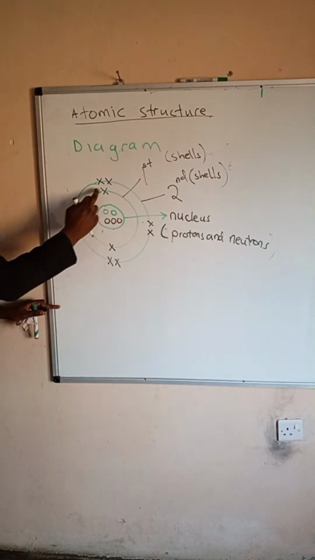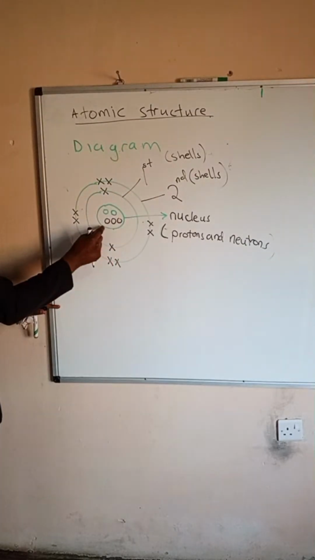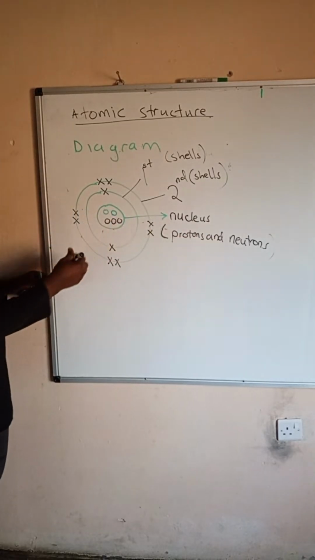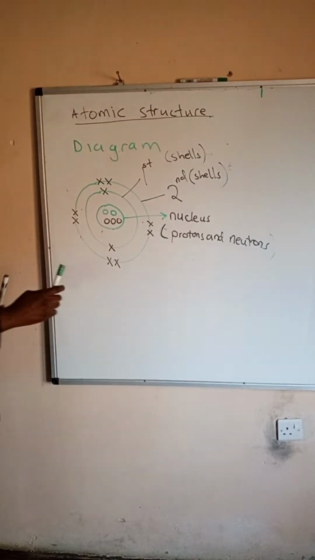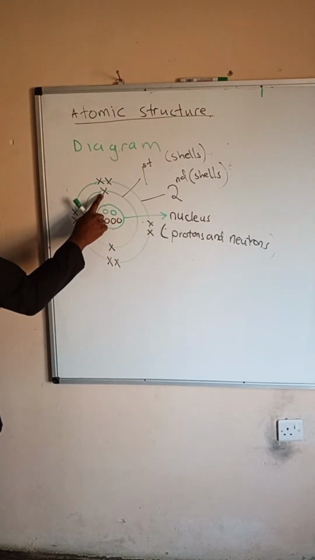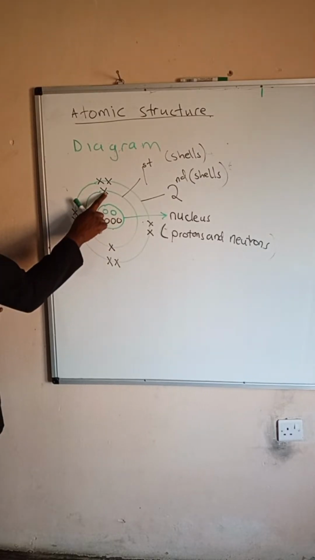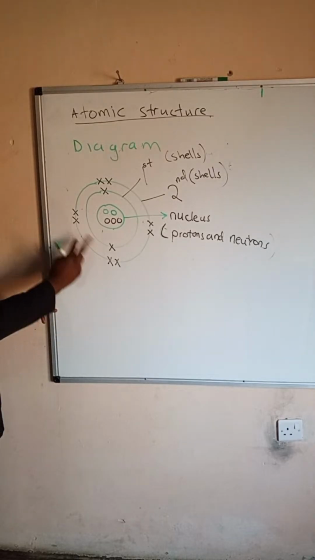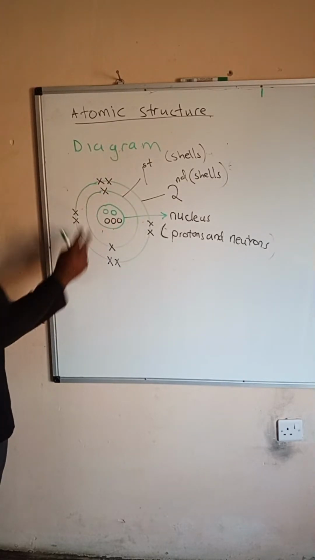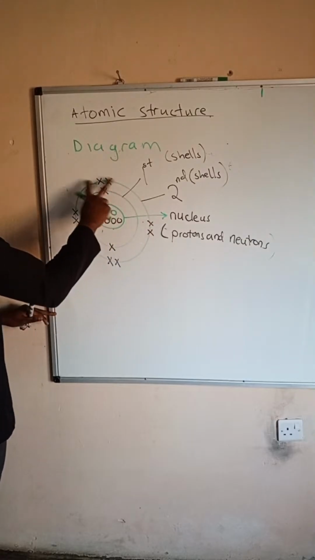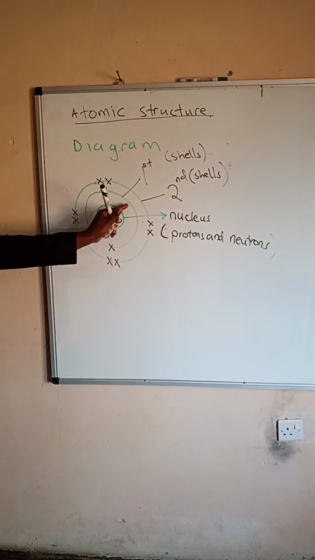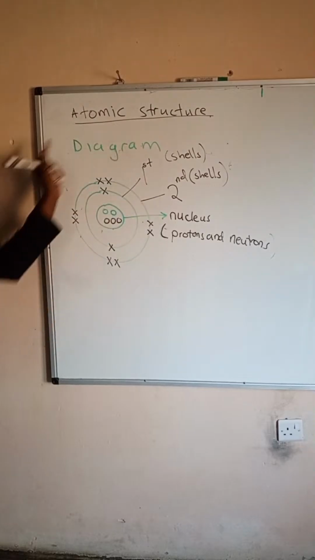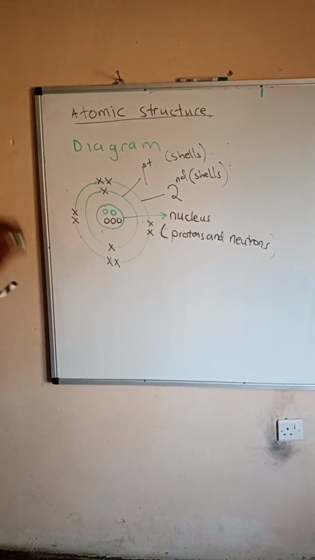So inside the nucleus there are protons and neutrons. The first shell has got 2 electrons, this one and this one. The second shell we are putting 8. There is 2 electrons plus another 2 plus another 2 plus another 2. That makes 2, 4, 6, 8. So this is the first shell, second shell. You can write another one, third shell, fourth shell. It can go like that, as many shells as I want.